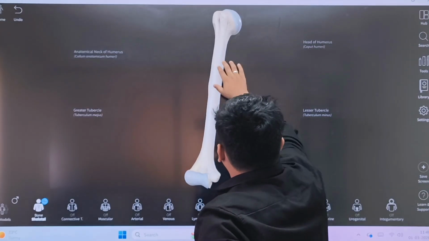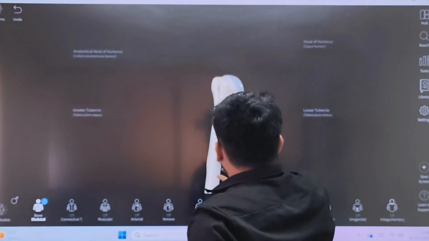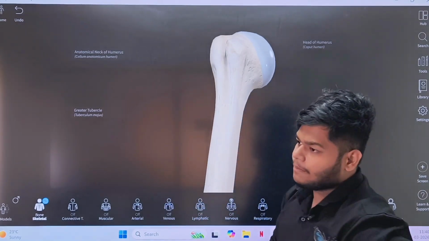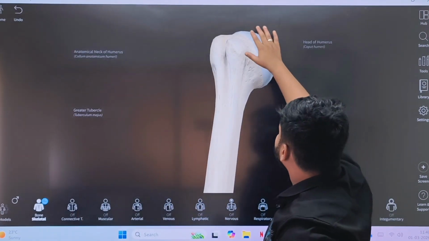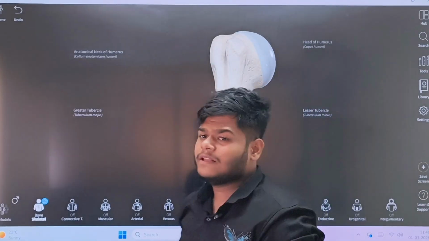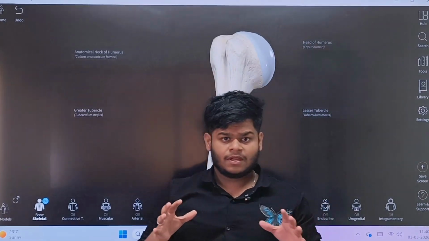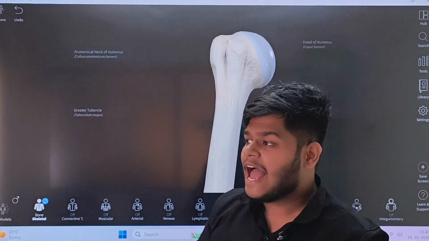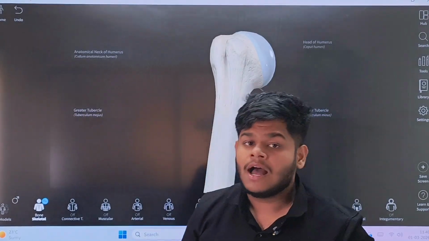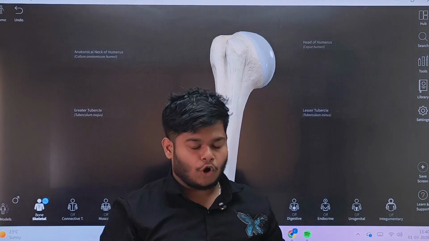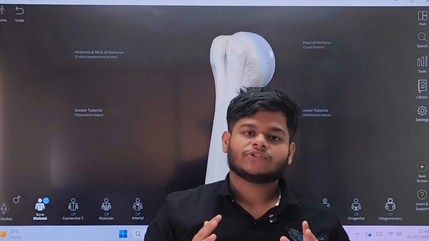Now we will see the upper part. Okay, see, this is the upper part. The upper part contains the head. This is the rounded head. It forms one-third of the circle, and it articulates with the glenoid cavity of the scapula to form the glenohumeral joint, which is also a type of ball and socket joint.